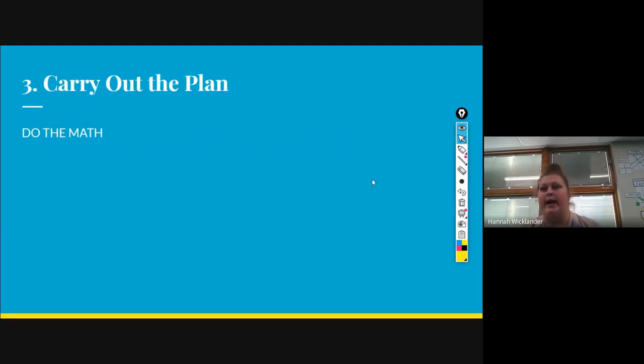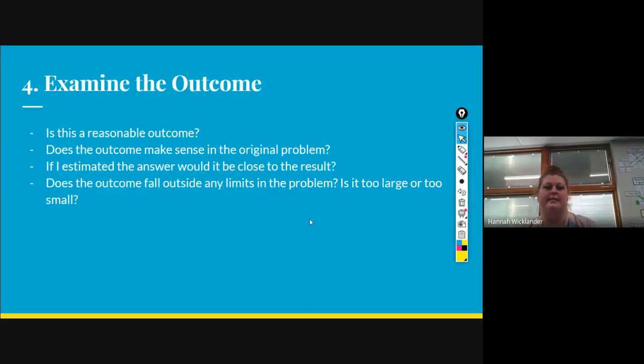Number 3, carry out the plan, or I like to just call it do the math. So step 3 is to actually perform addition, subtraction, multiplication, or division. And then step 4, examine the outcome. Is this a reasonable outcome? Does the outcome make sense? Does the outcome fall outside any limits in the problem? Is it too large or too small?